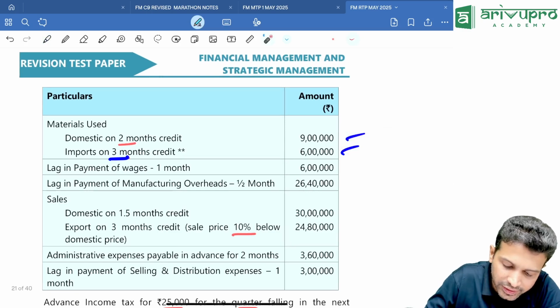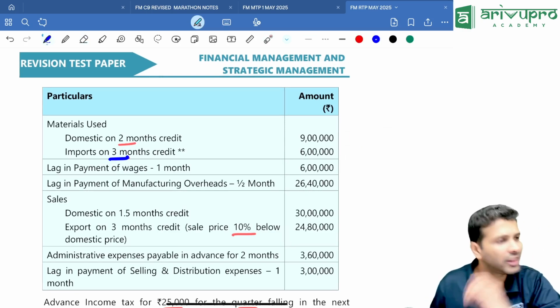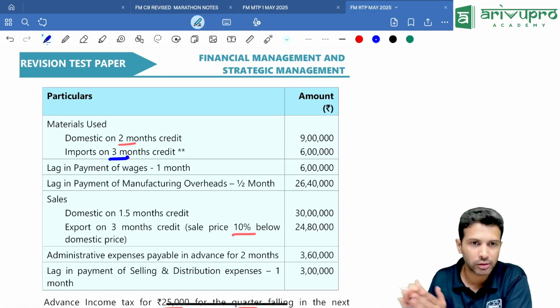Once I do a thing, I'll not start with the solution. I will read all the data for you so that it becomes easy. Then we will read the question once again and solve the question fully.